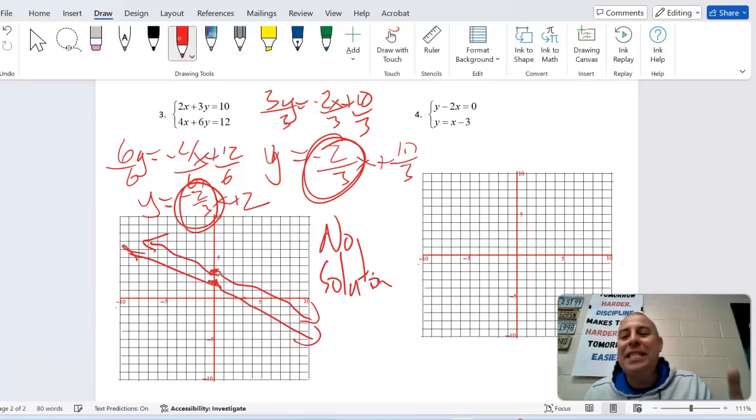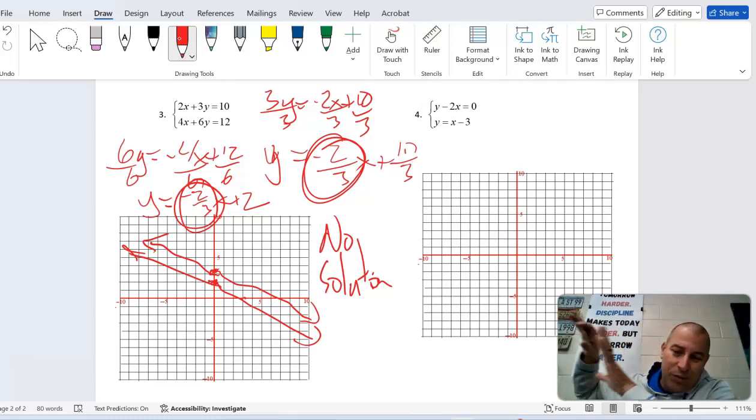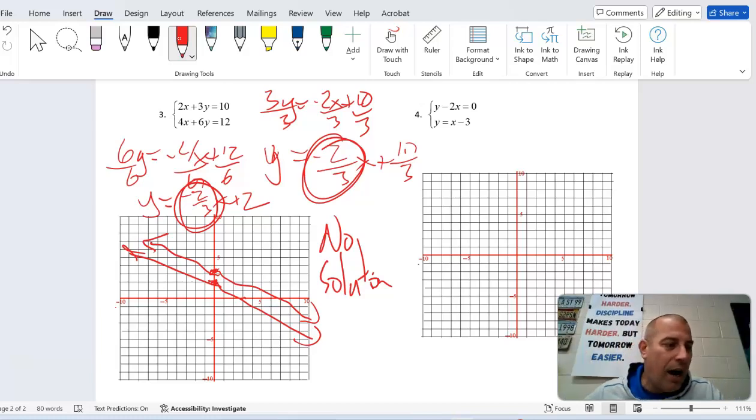Now, again, this is why we have other techniques. If we've got fractions involved, we're going elimination, we're going substitution, which we'll get to all of that. So there we go. That was nice, right? Example of no solution.